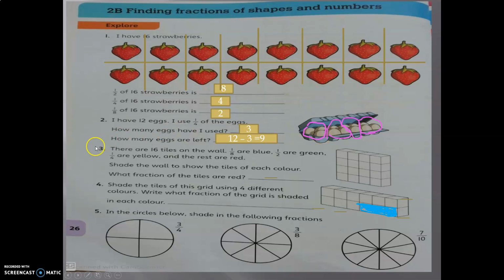Now let's go to question number 3. There are 16 tiles on the wall. Can you see this wall? Okay, it is made of tiles. The squares here are called tiles.